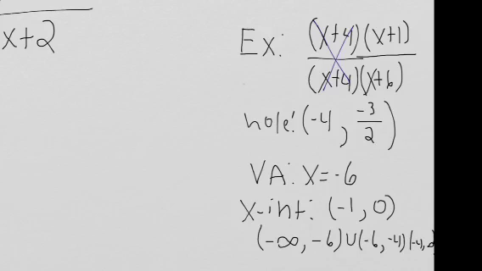That's our domain. Our function has a vertical asymptote at negative 6, a hole at (negative 4, negative 3 halves), and it has an x-intercept at (negative 1, 0), which means we're going to cross the x-axis here. And then our next goal is to figure out how we can actually sketch this and get a pretty good idea of the behavior of the graph overall. And that's our next step.